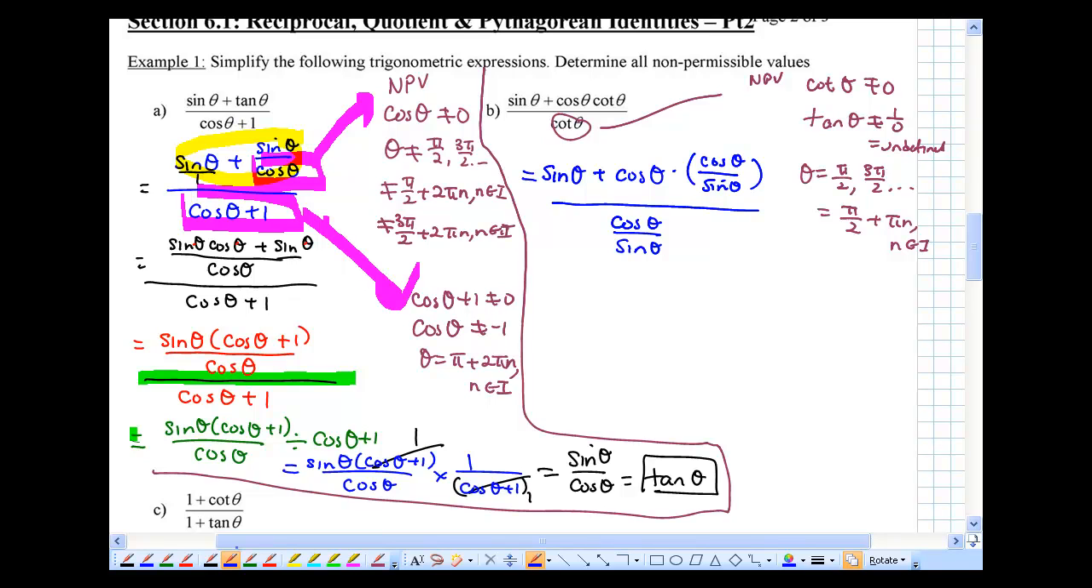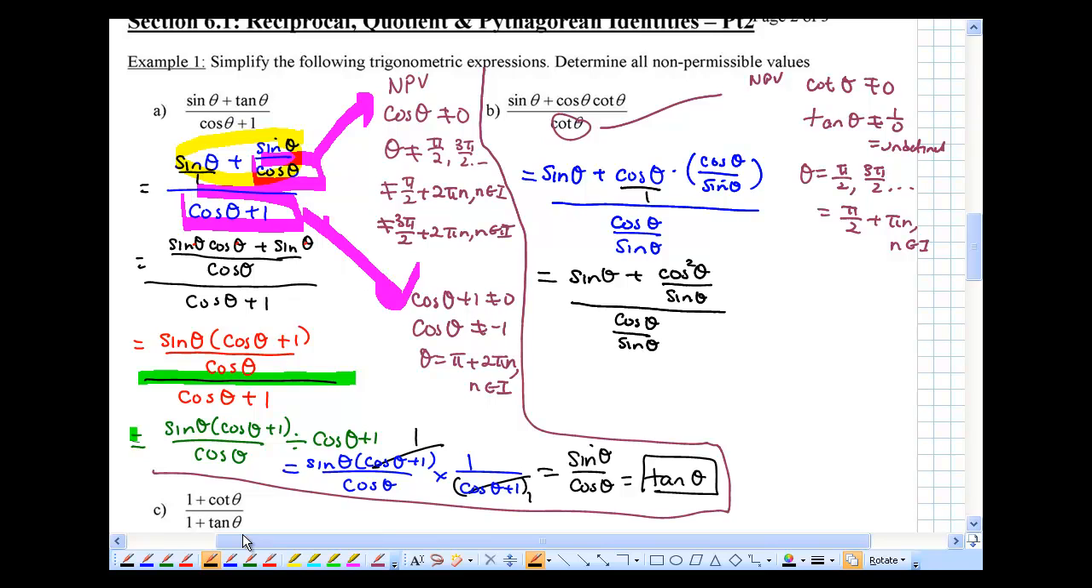Well, let's see if we can simplify the numerator first. I think we got the same kind of scenario as what we had in part A. Sine theta plus, oh, look at this. This is now cosine theta over 1. So cosine theta times cosine theta is cosine squared theta over sine theta. And our bottom still here, cosine theta over sine theta.